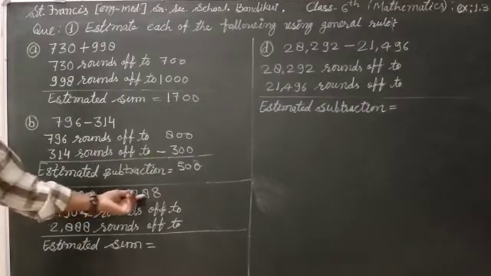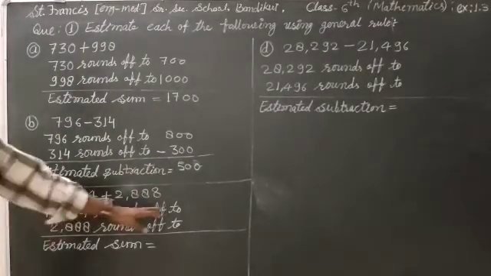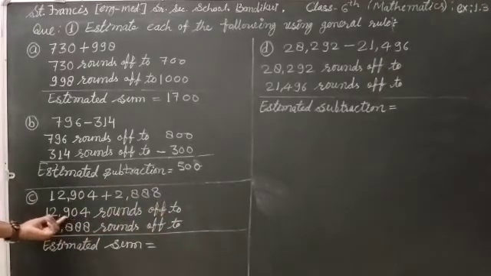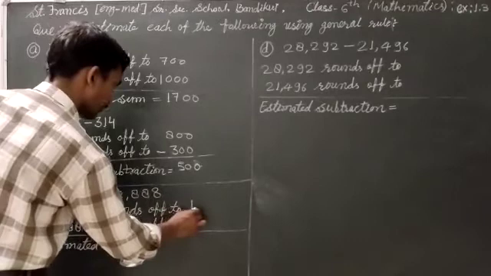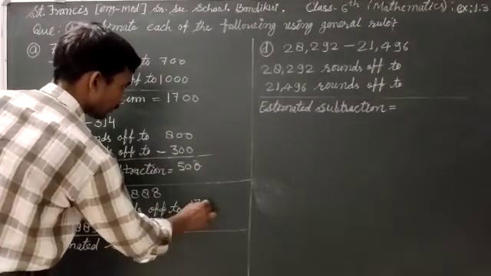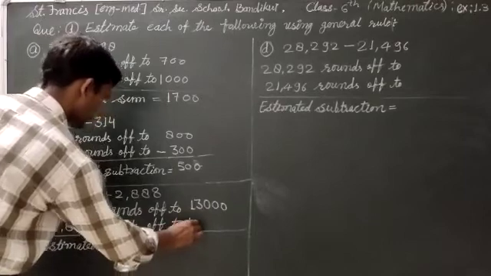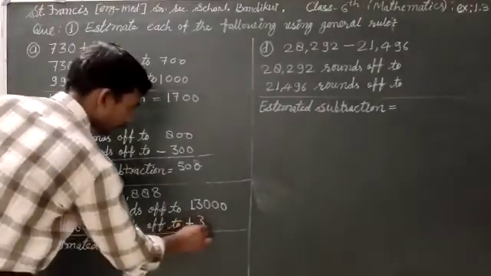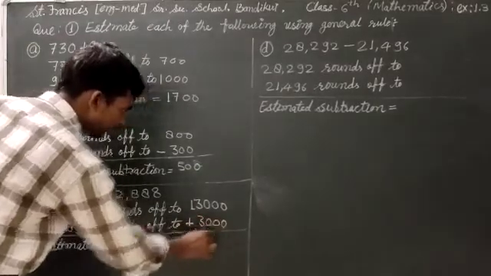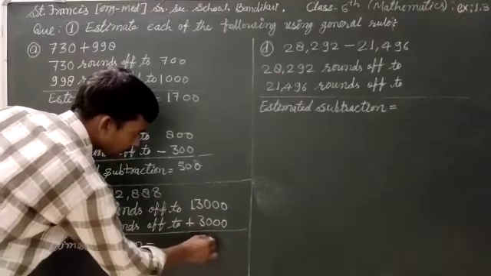12,904 plus 2,888. 12,904 rounds off to 13,000, and 2,888 rounds off to 3,000. So the estimated sum will be 13 plus 3, 16,000.